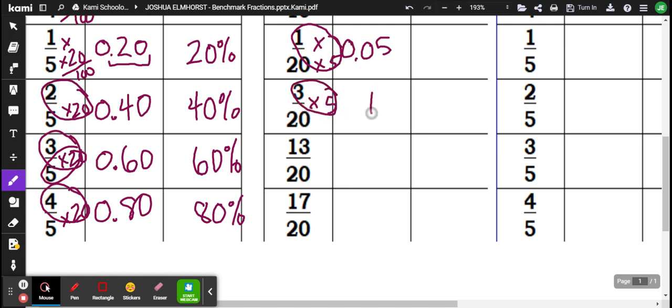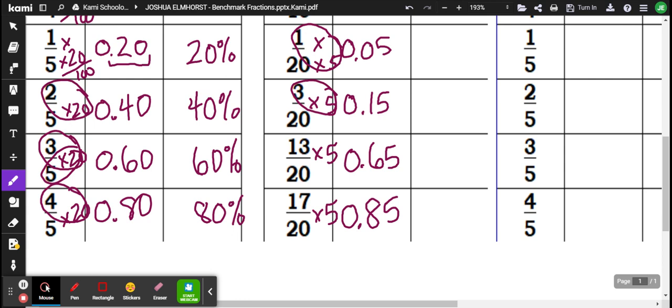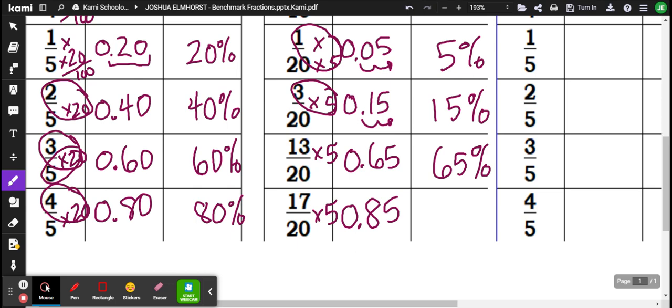And then we use 5 here. 3 times 5 is 15. 20 times 5 is hundredths, 15 hundredths. 13 times 5 is going to be 65. That's going to be out of 100. And then 17 times 5 is 85 hundredths. And we move our decimal place value over 2 spaces to get the percent, 5%, 15%, 65%, 85%.